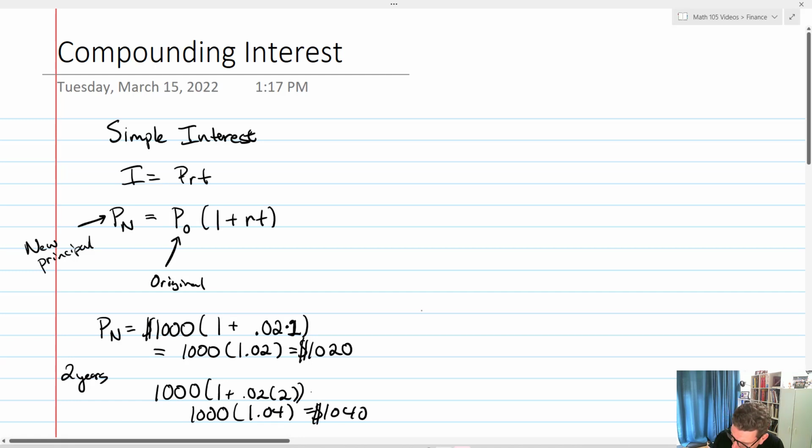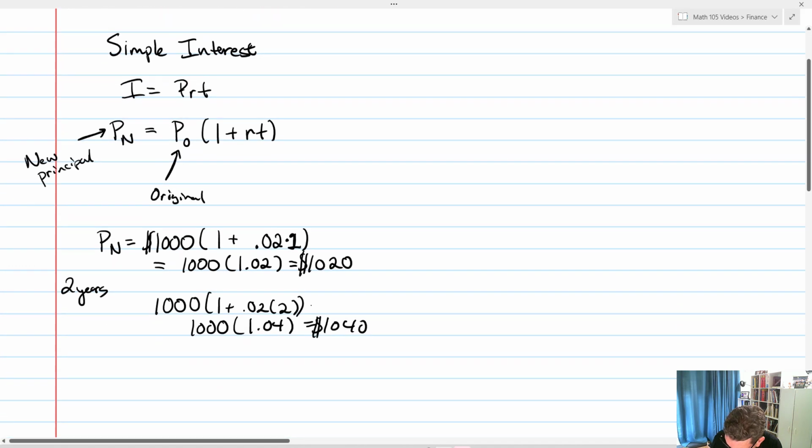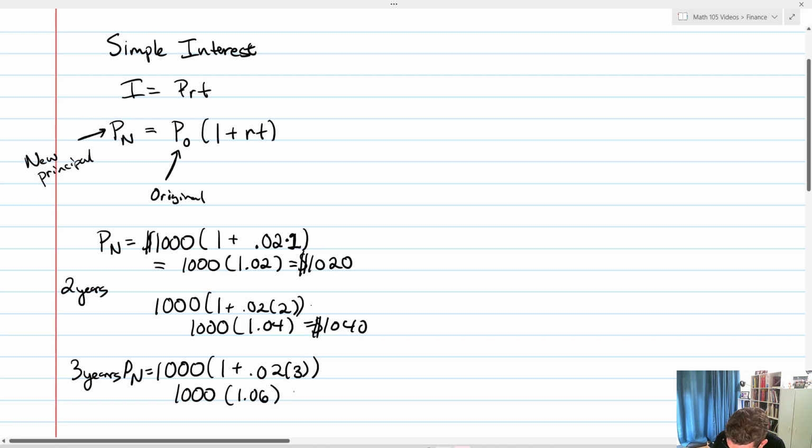Great. If I look at it for 3 years, my new principal is going to equal 1,000 times 1 plus 0.02 times 3, and that's 1,000 times 1.06, and that's $1,060. So if I look at what I've gained every single year, year 1, I gained $20. Year 2, I'm going to gain $20 again, and year 3, I'm going to gain $20 again.